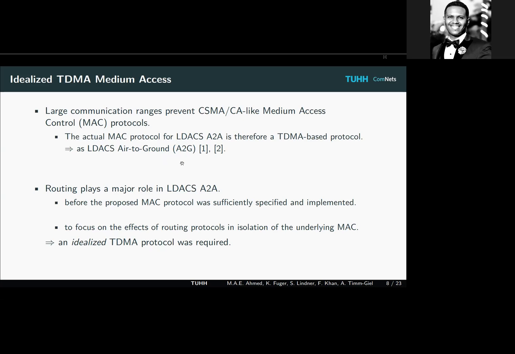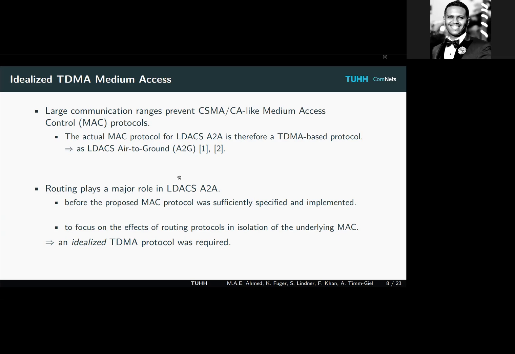Now we go to the second question, why we go for an idealized version in this paper. Routing plays a major role in LDAX air-to-air. As I mentioned to you, LDAX air-to-air extends air-to-ground by means of multi-hop communication. So we need routing protocols for this purpose. The first reason is that before the proposed TDMA-based MAC protocol is sufficiently specified and implemented, we go for an idealized version, which gives us a performance not very different from what we expect in TDMA-based protocols.